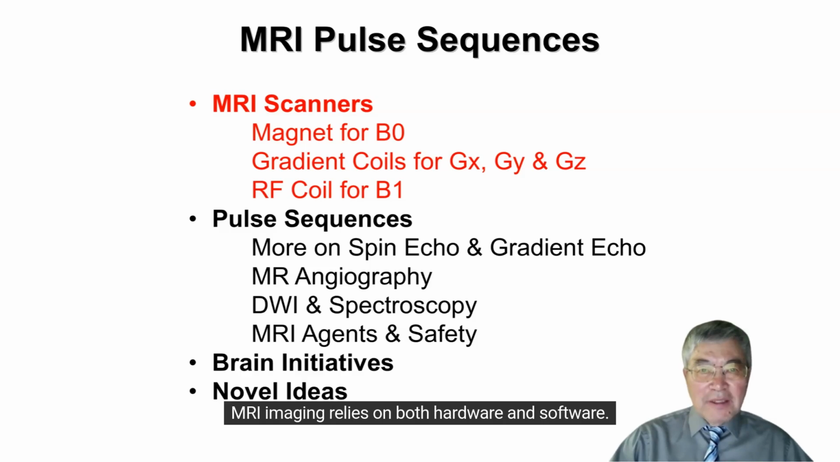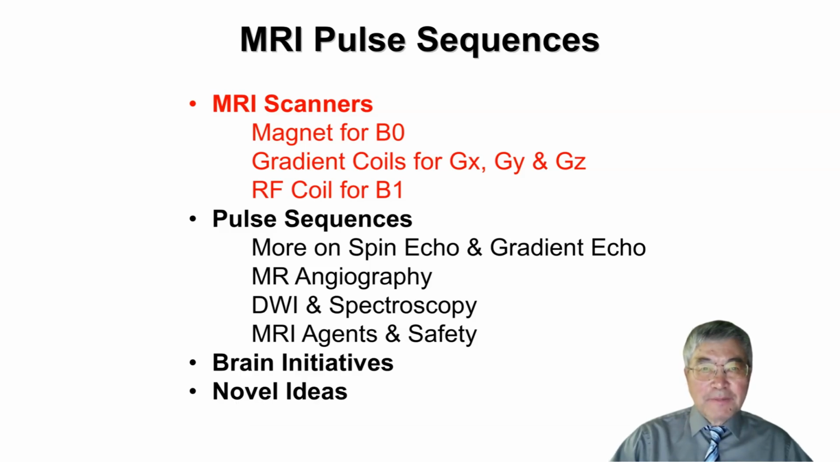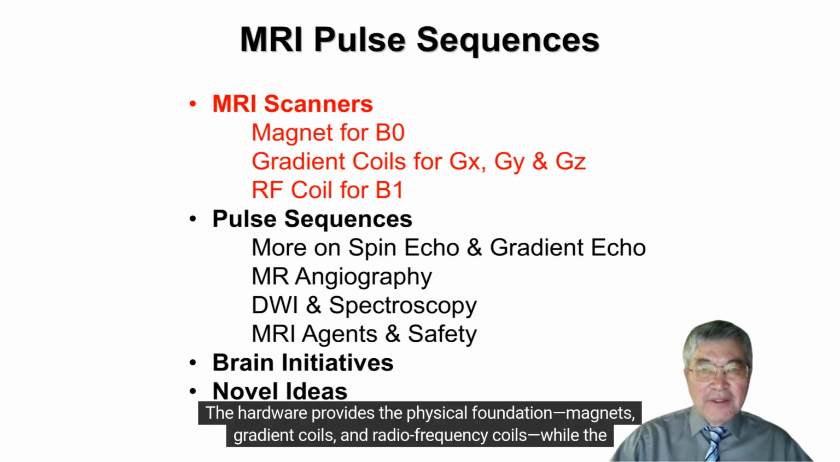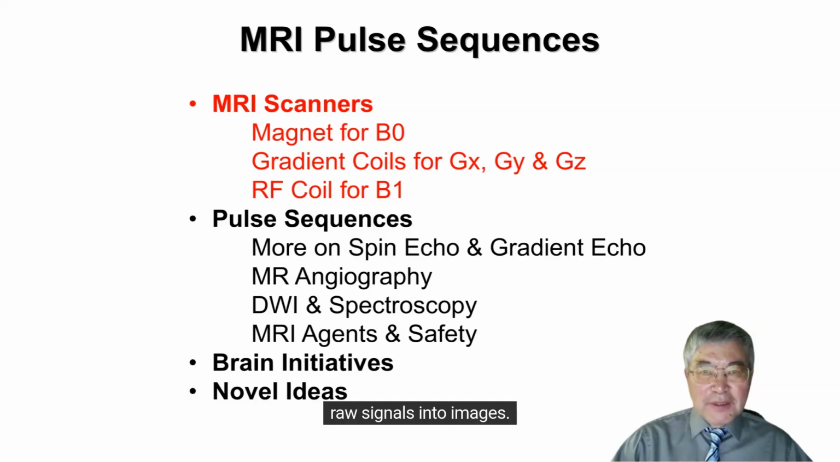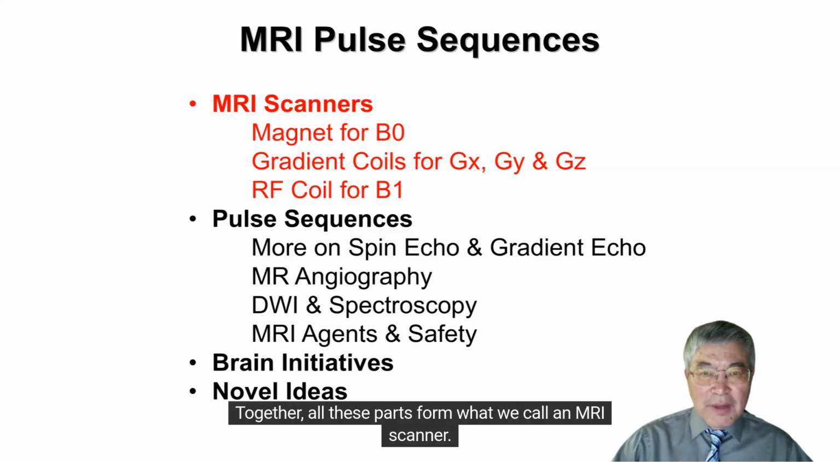MRI imaging relies on both hardware and software. The hardware provides the physical foundation, magnets, gradient coils, and radio frequency coils, while the software defines the pulse sequences, the inversion schemes, and the reconstruction algorithms that convert raw signals into images. Together, all these parts form what we call an MRI scanner.